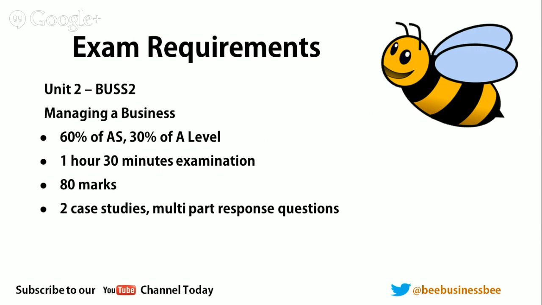Okay, we're just going to start off by looking at the requirements of the BUSS2 exam. This is what's called the Managing Business paper. It's worth 60% of your AS and 30% of your A-level paper. It's a 1 hour 30-minute examination worth 80 marks, which comprises 2 case studies and multi-part response questions. So it's a more challenging paper, but more important for scoring the points in your exam. So if your BUSS1 exam hasn't gone as well as you wanted, this is when you make it up. If you're resitting, it's quite an important one for your A-level grades.